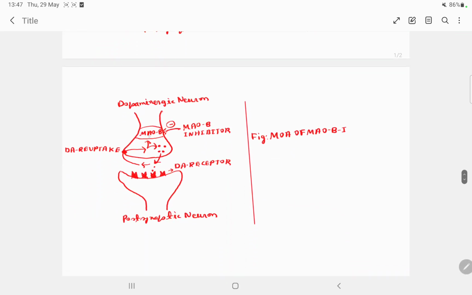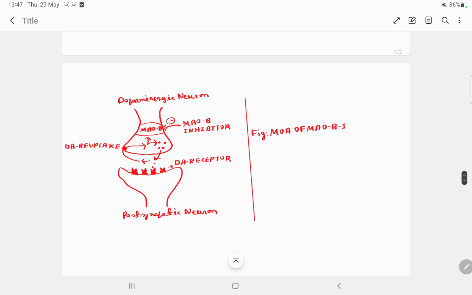Now this is MAO B. MAO B is present in the dopaminergic neuron, in the presynaptic neuron. An MAO B inhibitor causes inhibition of MAO B and inhibits the degradation of dopamine. So a larger amount of dopamine is available to act on the dopaminergic receptor present on the postsynaptic neuron. Dopamine is also stored in the synaptic vesicles, and during transmission the release of dopamine takes place, which acts on the receptor, and this is the reuptake of dopamine. So basically the action of dopamine increases here.